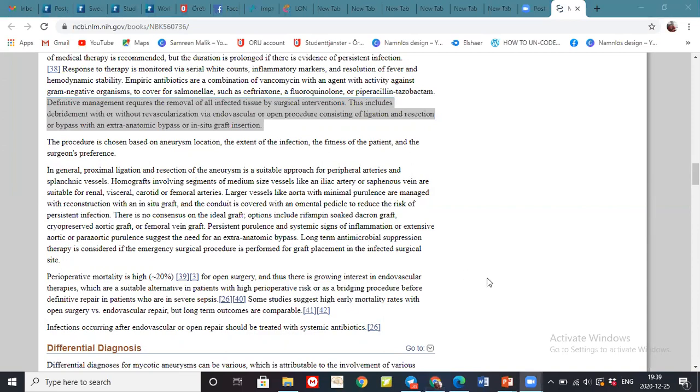I don't know. If it is involving the abdominal aorta, we can't ligate it. Yes. That's my point. If it is involving the aorta, we can't ligate it.